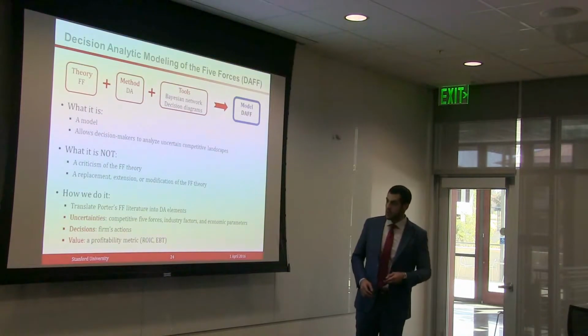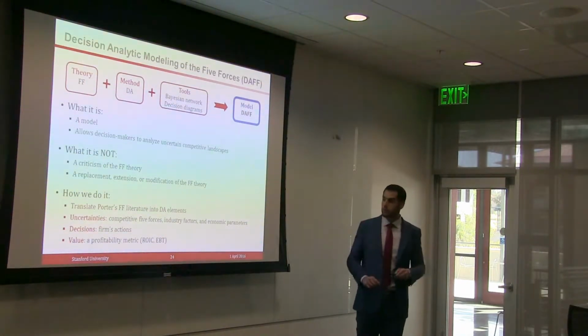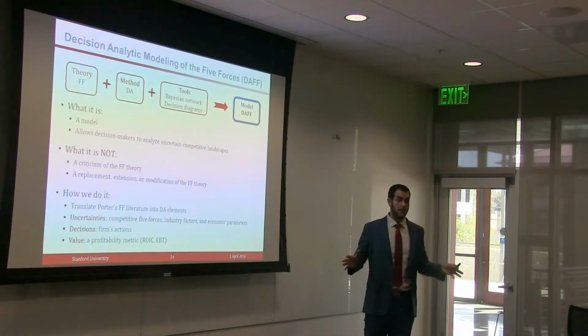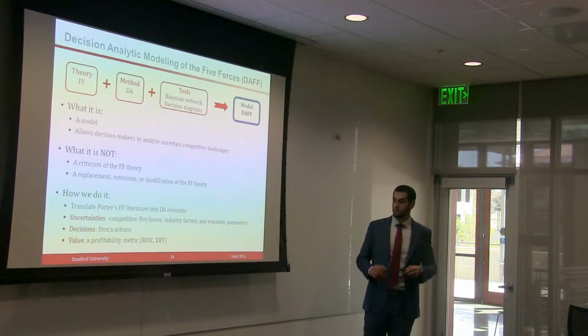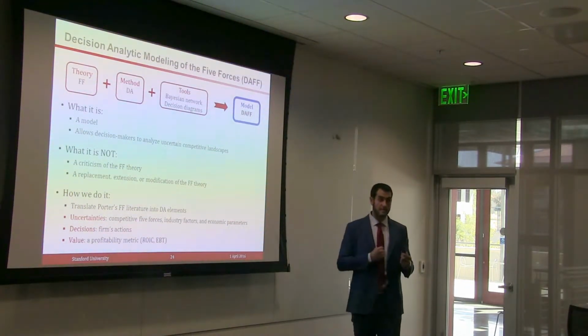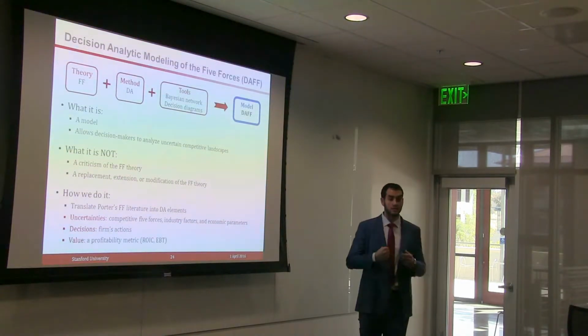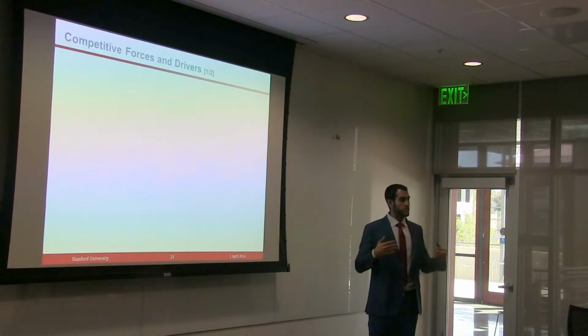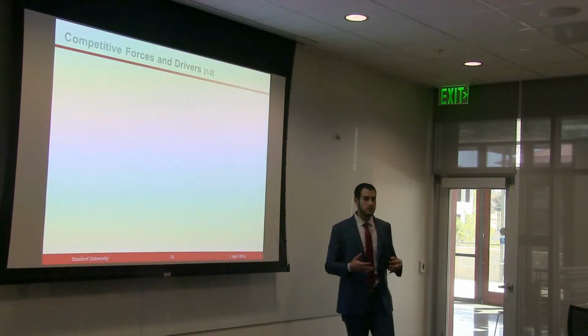So under the uncertainties bucket, we put all the 5 forces, the industry factors, and the economic parameters. Under the decisions bucket, we model all firm actions. And then under the value bucket, we put the profitability of the industry. And we can model it as a profit ratio or as a total profit. And I will show you how. So let's start with the forces. The first element. Let me show you how we do the DAF modeling.